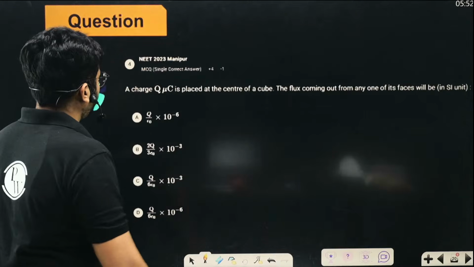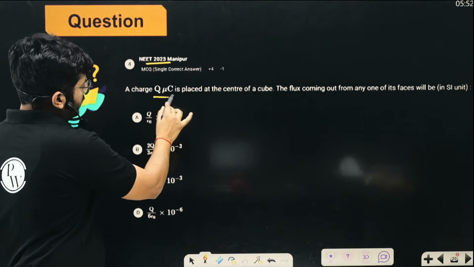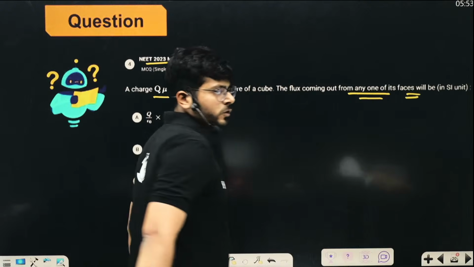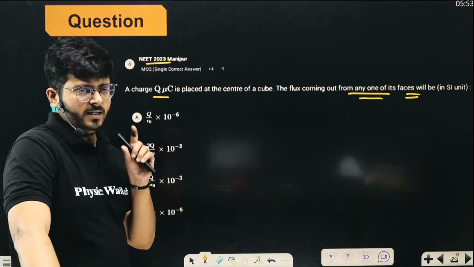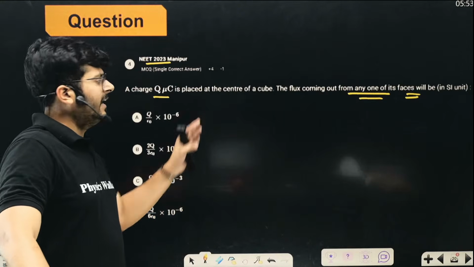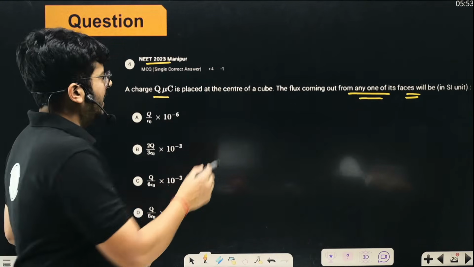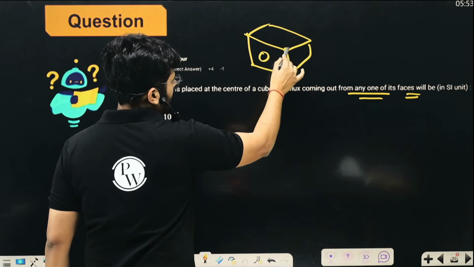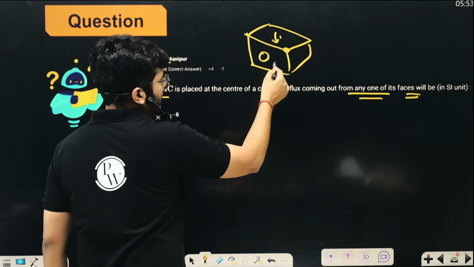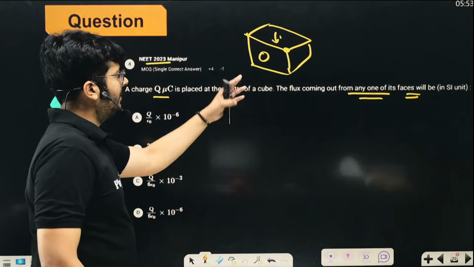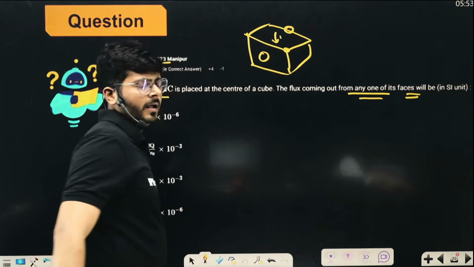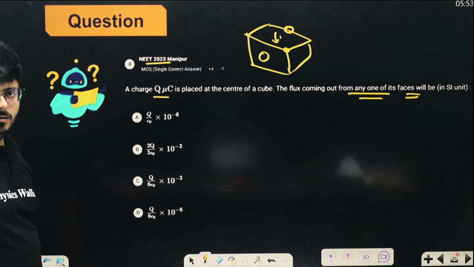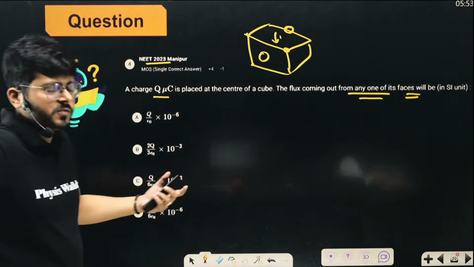Here is the next question, again from the NEET 2023. A charge Q is placed at the center of a cube. The flux coming out of any one of its faces will be? If you have seen the one shot that I have created, a very small, very precise one shot on electrostatics, there I have shown you all the possible cases for a cube. This is the cube, and we can have a charged particle on the surface, on the edge, or inside. In all those places, how much flux will be associated with the cube, and hence with one surface as well.